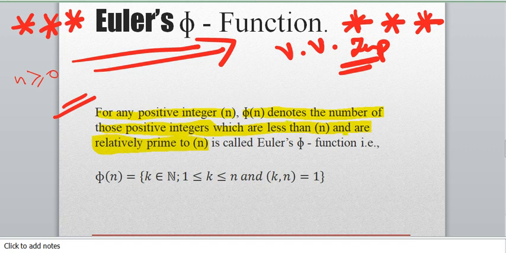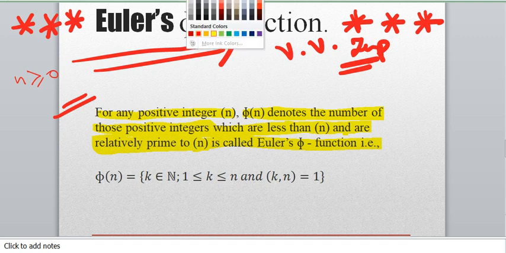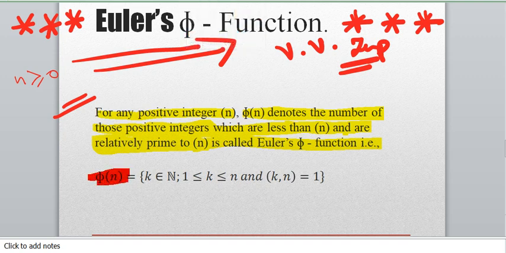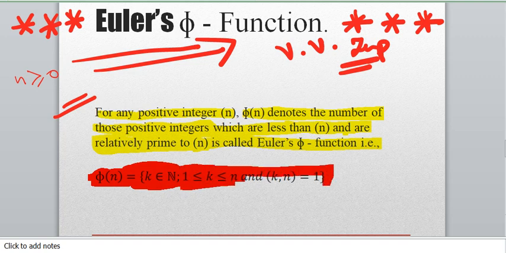Phi of n denotes the number of those positive integers which are less than n and relatively prime to n, and is called Euler's phi function. The function is given in this way: phi of n is equal to the number of k belonging to N such that k is greater than or equal to 1 but less than or equal to n, provided gcd(k, n) is equal to 1.